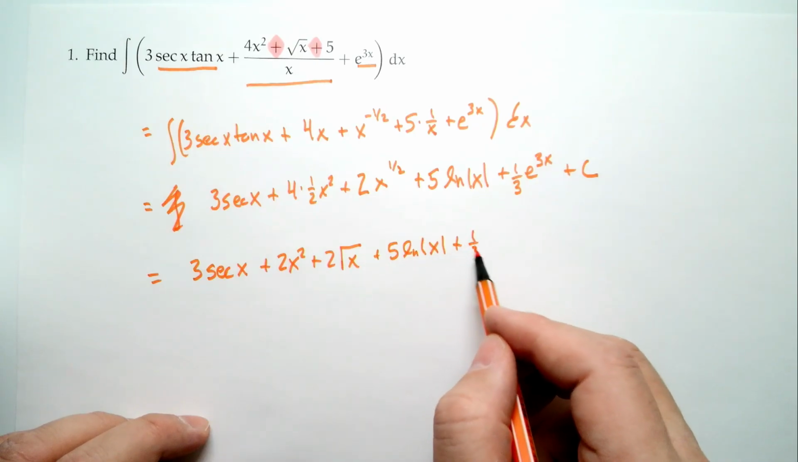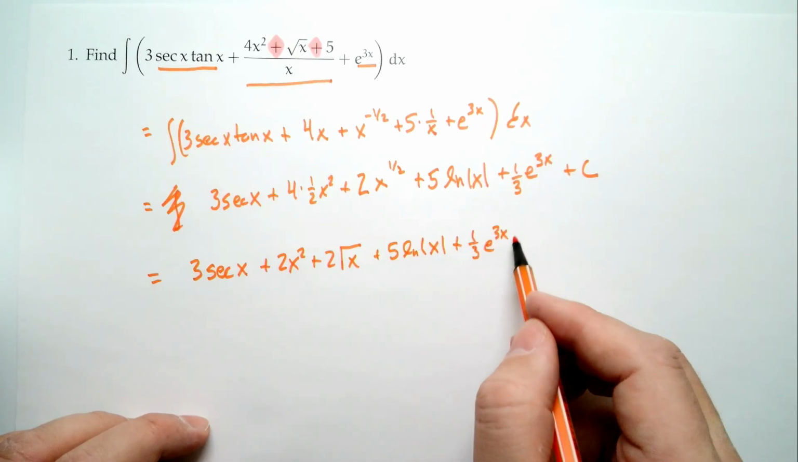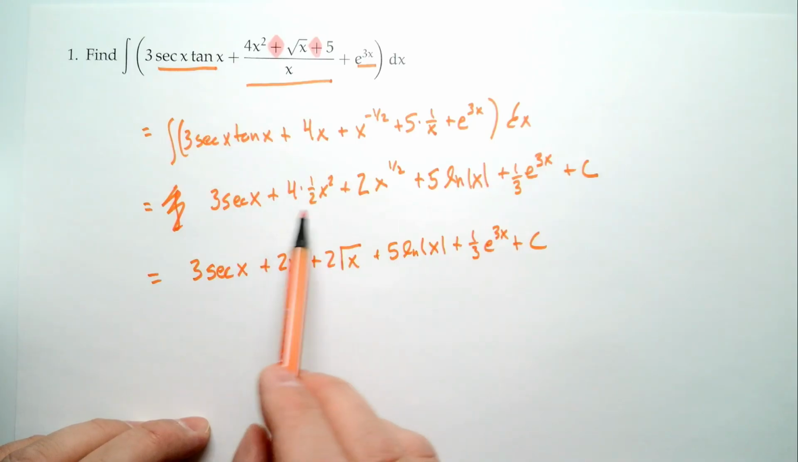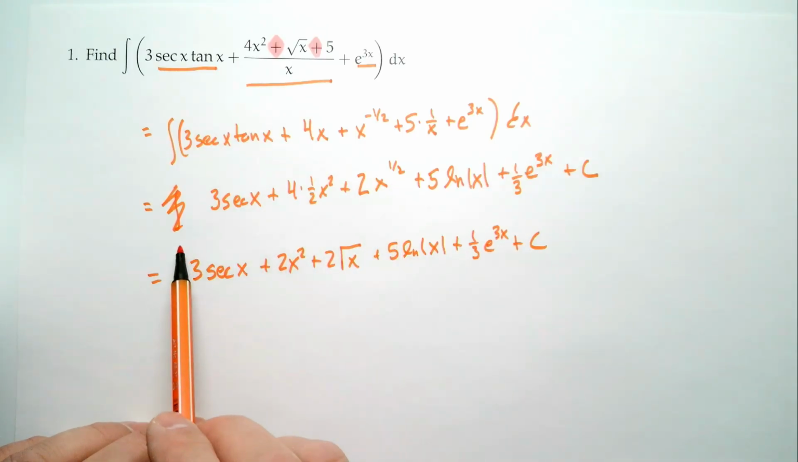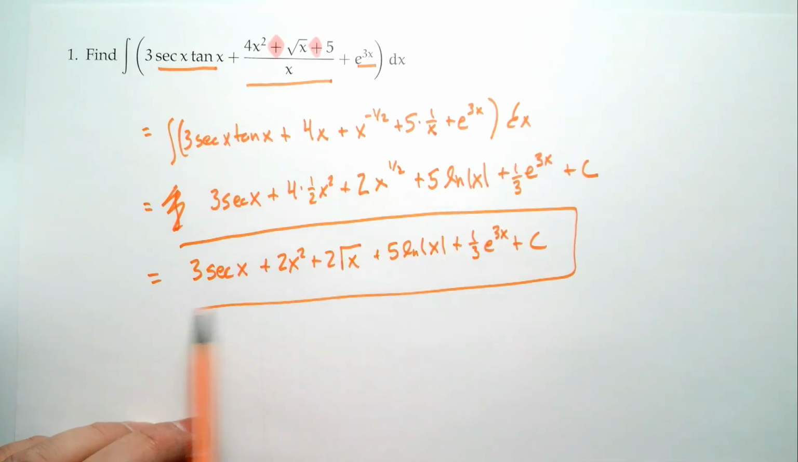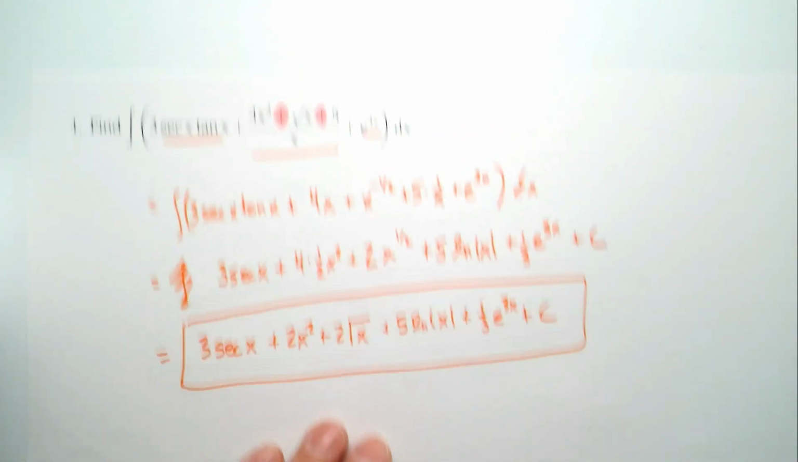So I'm just cleaning up a little bit here. You don't usually have to unless it says to explicitly, so 4 times 1/2 is 2. I wrote x to 1/2 as square root of x. Didn't have to, but I figure, why not? Maybe it looks better for those algebra people. And we're done. All right, so that's a good warm-up.